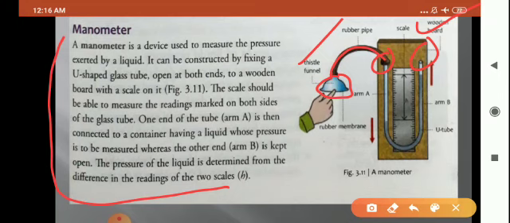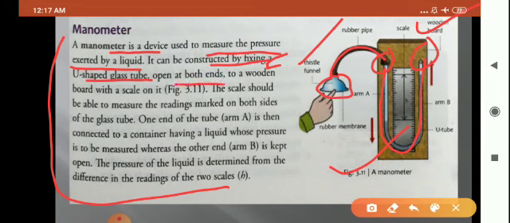Now children, what is manometer? Manometer is a device used to measure pressure exerted by a liquid. जितना भी लिक्विड जो भी प्रेशर एक्सर्ट करता है उस प्रेशर को मेजर करने के लिए जो डिवाइस हम यूज करते हैं दैट इज योर मैनोमीटर. And this is which kind of manometer? U-shaped manometer. Why is it U-shaped? Because it has a glass tube which is U-shaped. Okay. Now it is constructed by fixing a U-shaped glass tube.